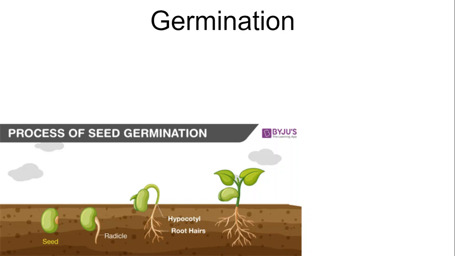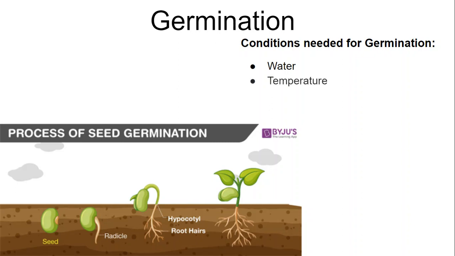There are very specific conditions that need to be met in order for a seed to germinate. These conditions include water, as some plants like more water than others, temperature, because some plants like to grow in warmer temperatures while others like to grow in colder temperatures, and light, because some plants like direct sunlight while other ones don't like any sunlight at all.